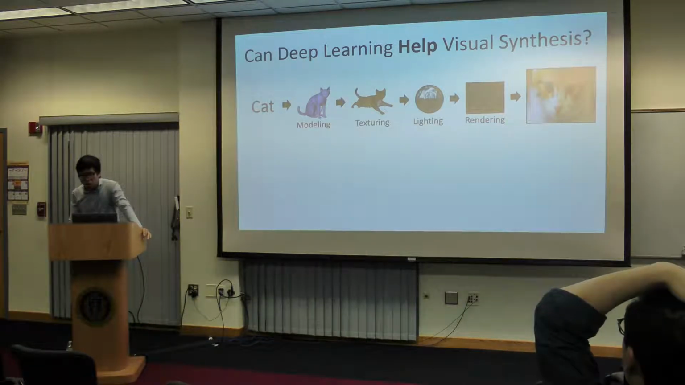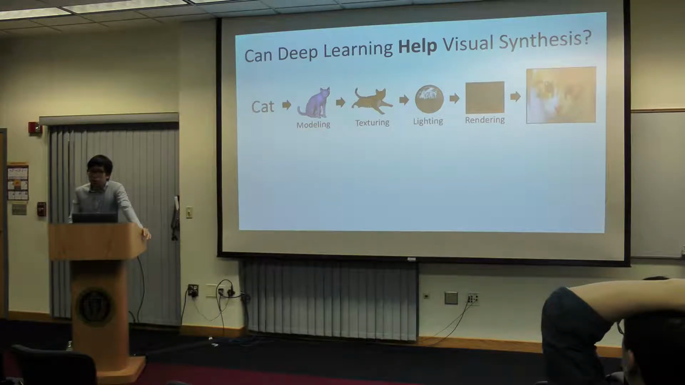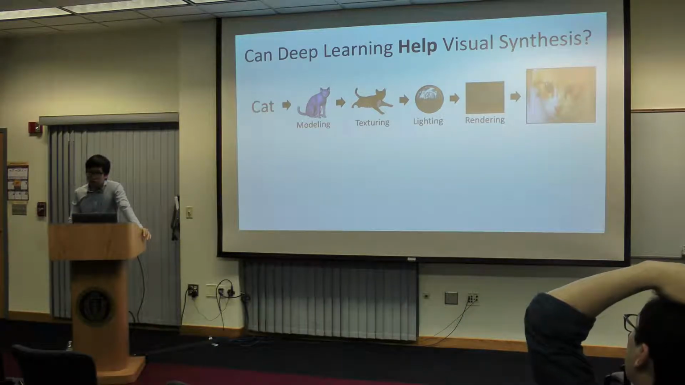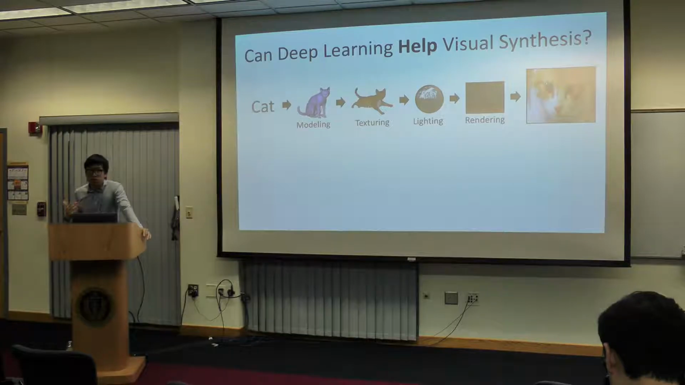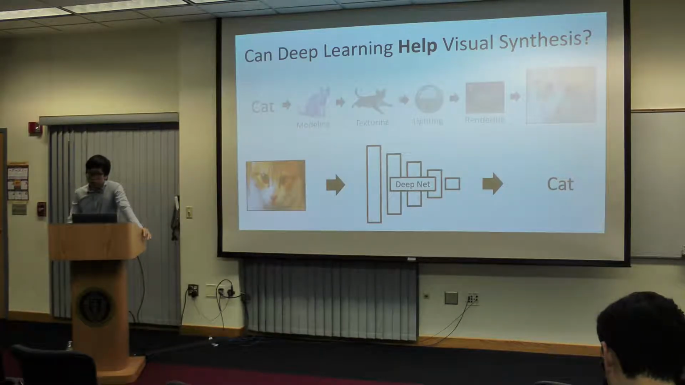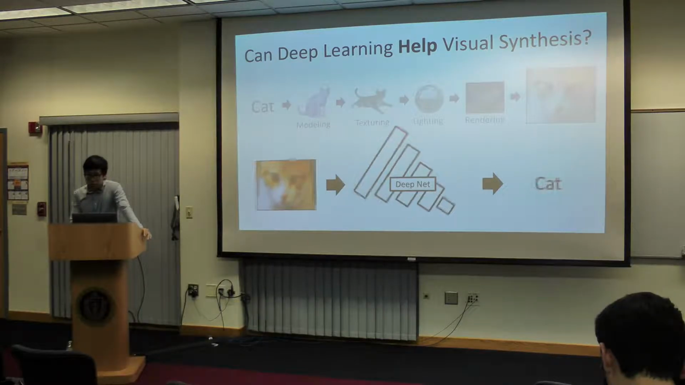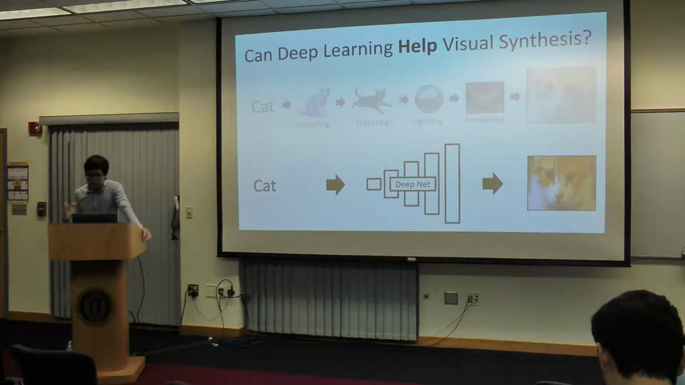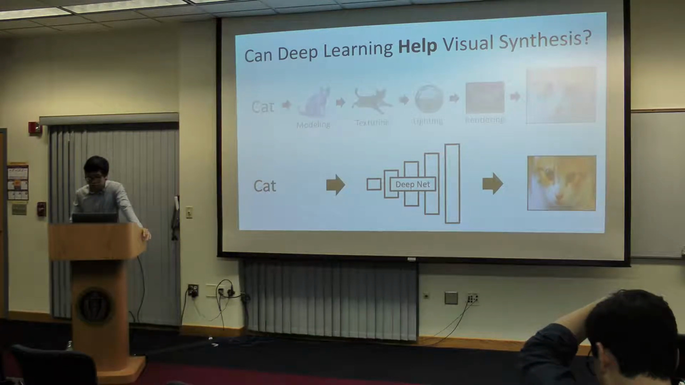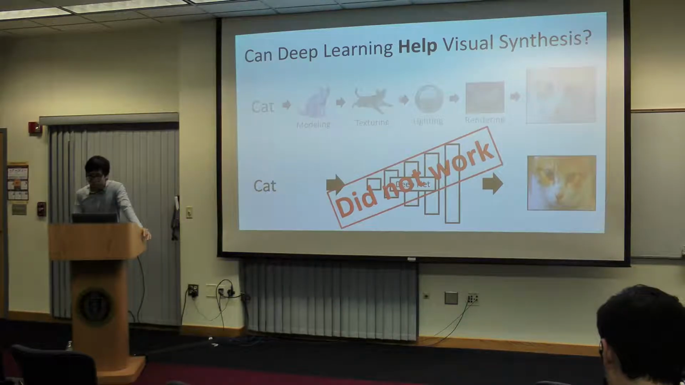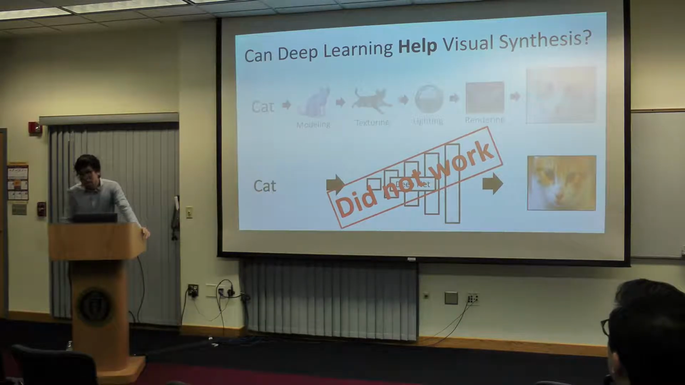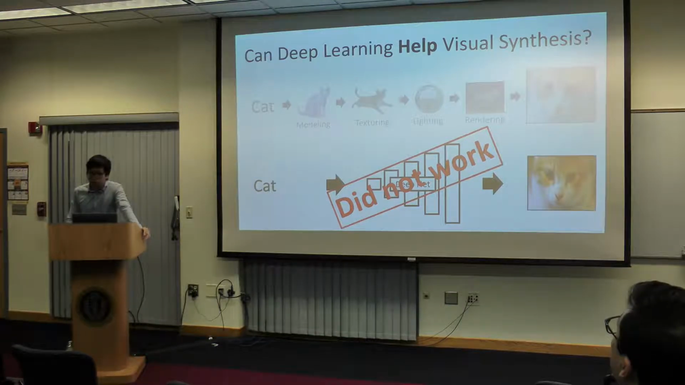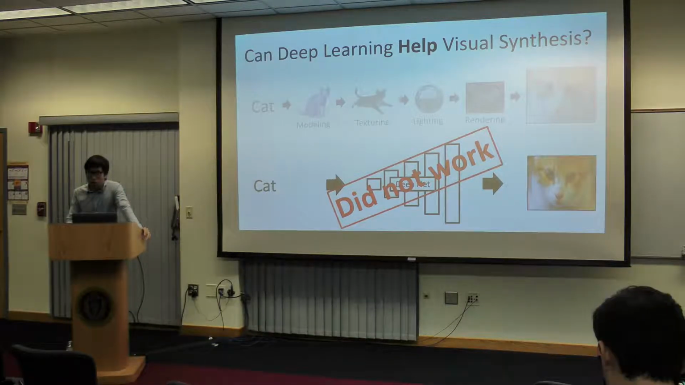So around the same time, many people in computer vision and computer graphics were asking if deep learning can also help visual synthesis, which is to try to generate images with a network. Maybe we can take a network, simply flip it, and use it instead of the traditional graphics pipeline, which involves modeling, texturing, lighting, etc. However, this did not work at all. So it turns out that using deep nets to produce high-res data such as images is extremely difficult. So why is it difficult?